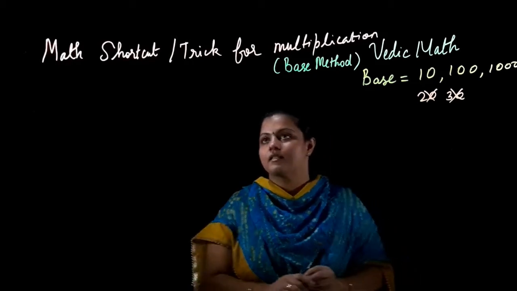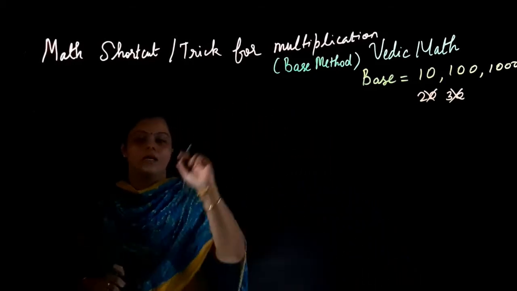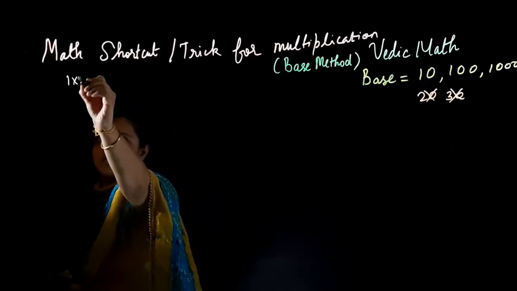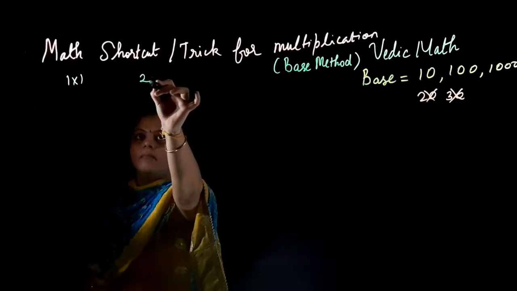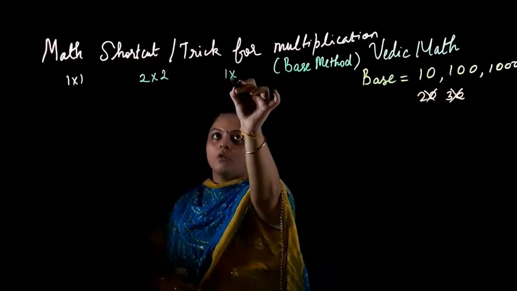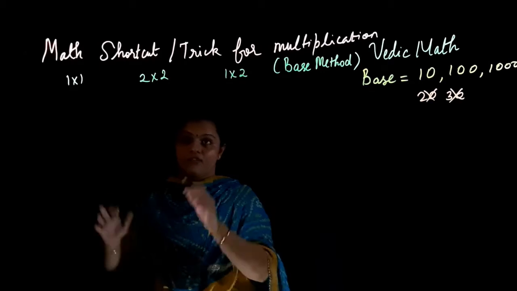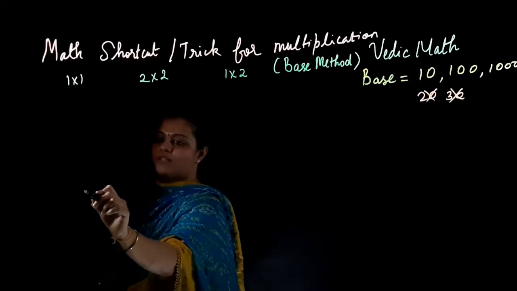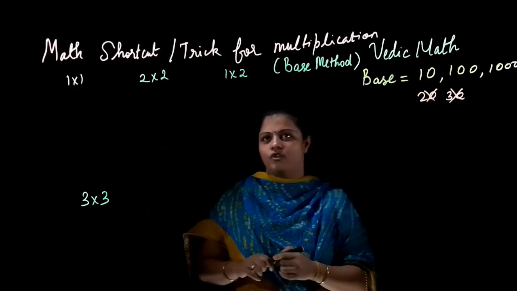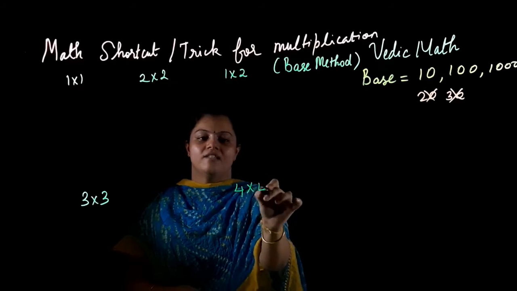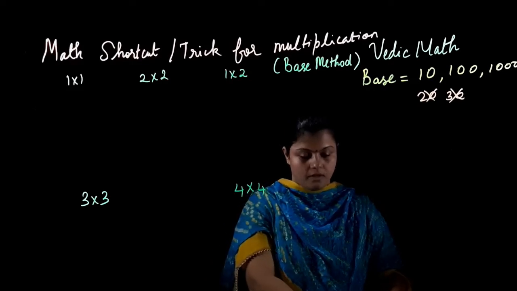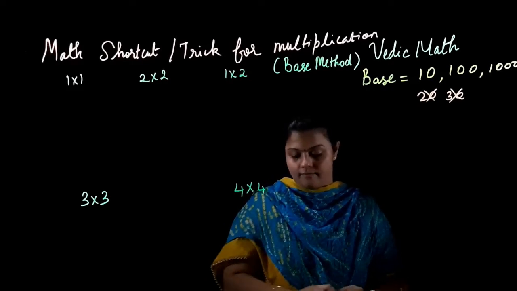In this session we will discuss how to multiply quickly using this base method for 1 cross 1 digit. Then we will come to 2 cross 2 digit, then 1 cross 2 digit. And if we are successful, let's proceed to 3 cross 3 digits, and we can even do 4 cross 4. Let's see. So first, let's take a look at this.